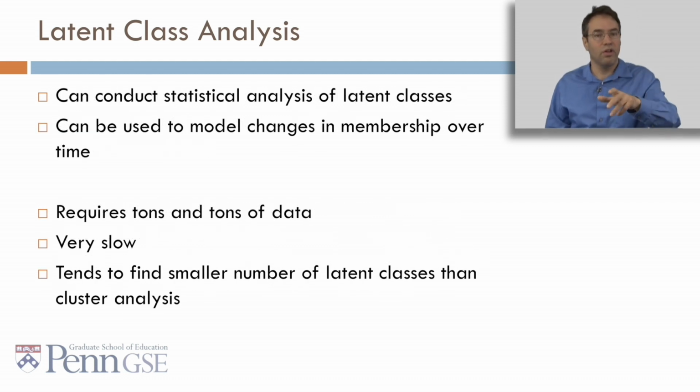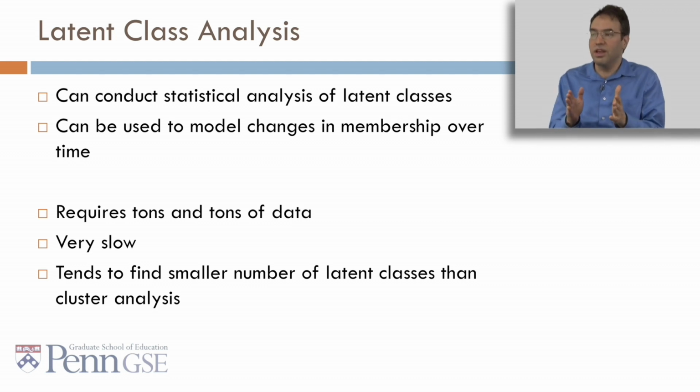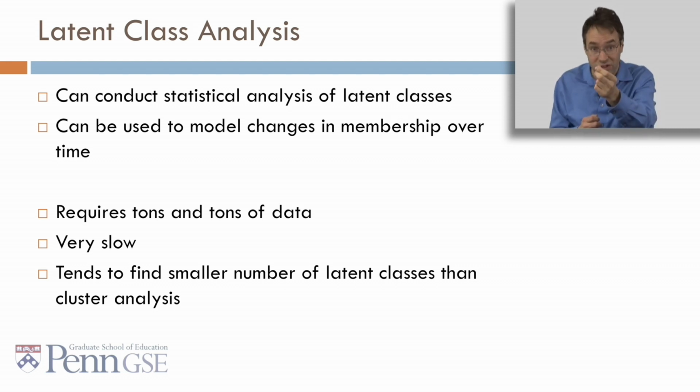Why would you want to do this instead of clustering? Well, you can conduct statistical analysis of latent classes, which is to say you can see statistically how well the points fit in their classes, and you can use this method to model changes in the membership of a class over time. But it's got a few drawbacks. First of all, it requires tons and tons of data to be able to find anything. It's very, very slow. Did I mention it's slow? And it tends to find smaller numbers of latent classes than cluster analysis for the same amount of data. That's because it has a higher criterion for putting data points together, which is to say, how close is their statistical dependence?